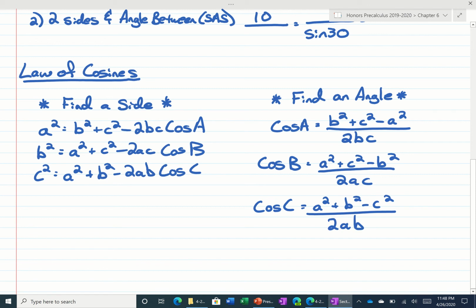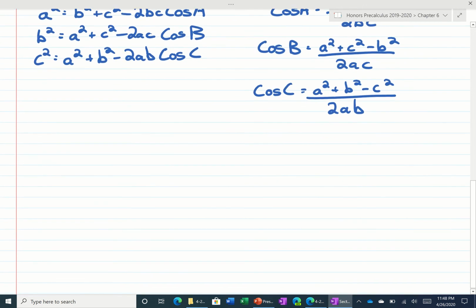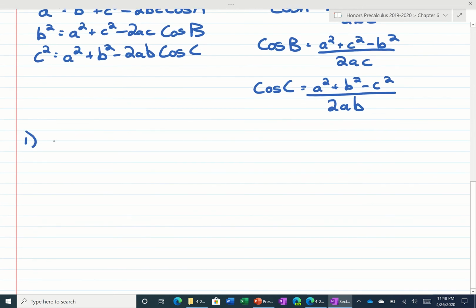All right, so now let's try a couple examples and give you your homework. First example looks like this. Side B is 13, side A is 21.5, and angle C is 39 degrees.